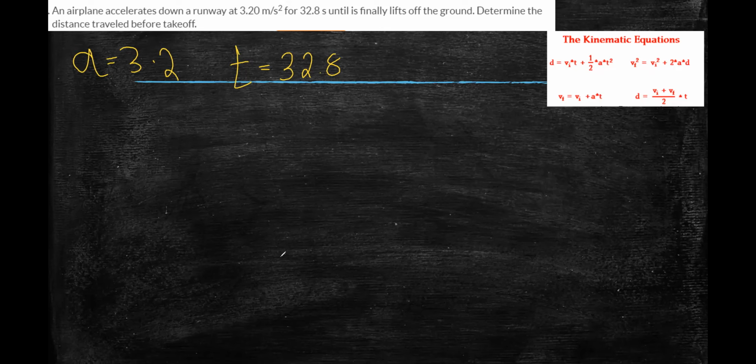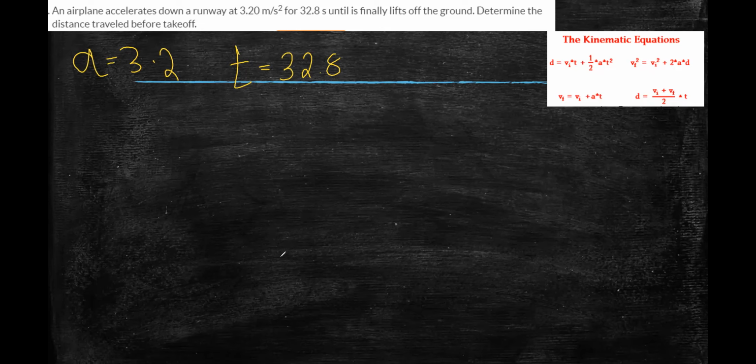Teacher, is A the initial? No, A is the acceleration. Okay. Now, I want you to determine the distance traveled before takeoff. We can use the formula half A T squared plus V initial times T. Wait, I want to see first.